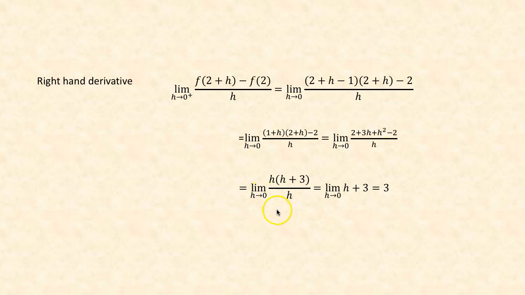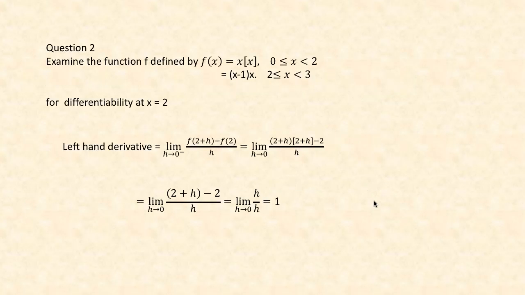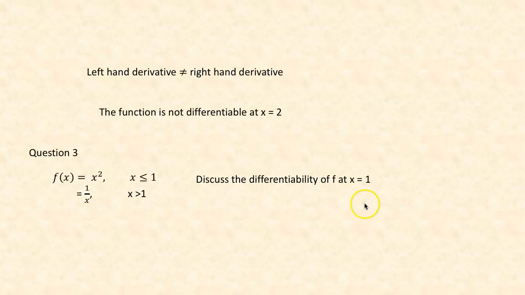That is limit as h tending to 0, h into h plus 3 by h. So the h cancels and you get limit as h tending to 0 of h plus 3, which is 3. So the right-hand derivative is 3 and the left-hand derivative is 1. So the function is not differentiable at x equal to 2.